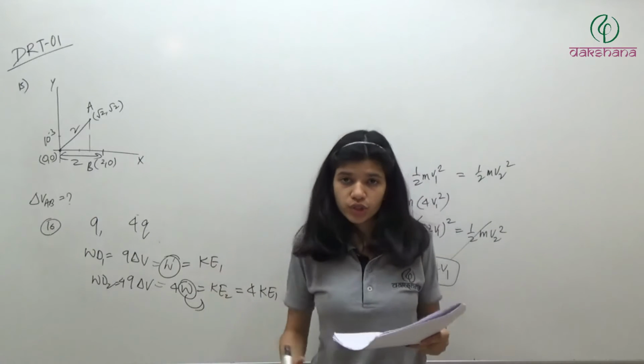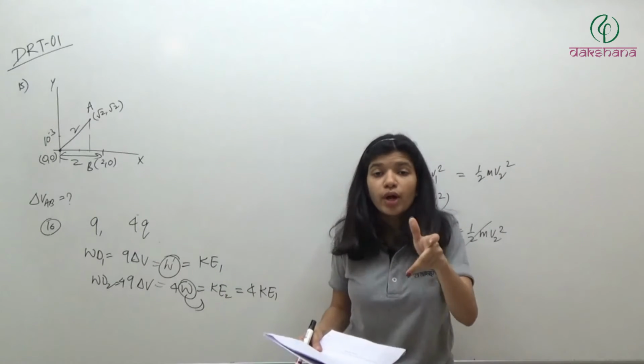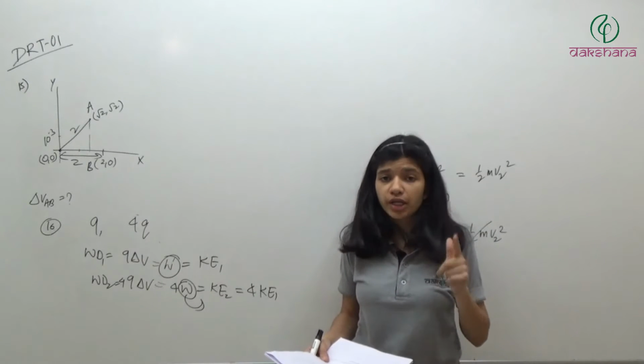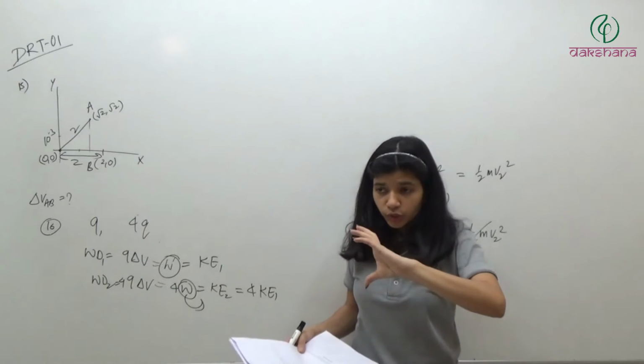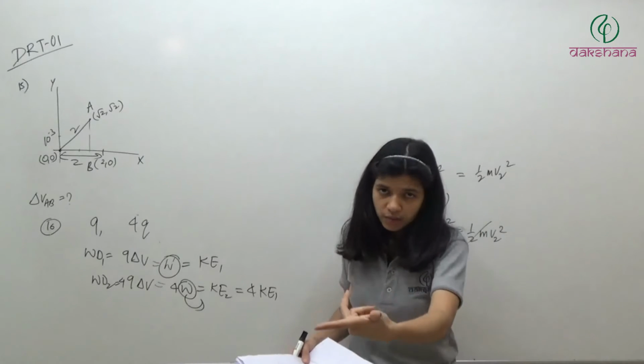इसको जल्दी जल्दी सोचना है दिमाग में कि what difference will come when charge q and 4q are passing from the same potential difference. So immediately it should click in your mind that it is going to have 4 times work done. It means 4 times kinetic energy. It means 2 times speed. That's it.